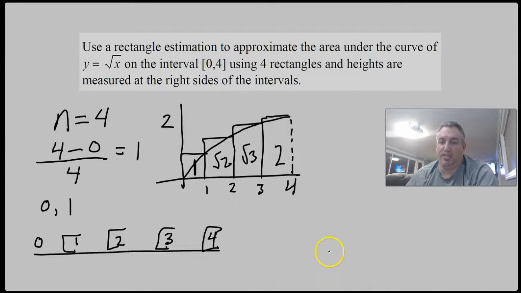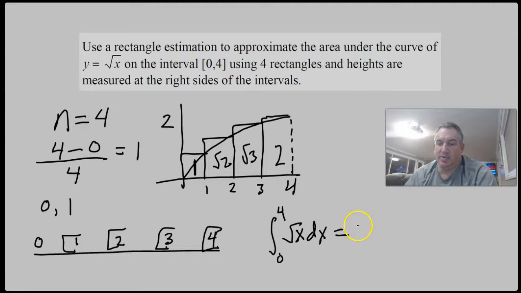Now what are you going to do to actually measure the value of the estimate of the area under the curve? Well, let's write down what we're doing here. We're estimating this integral from 0 to 4 of the square root of x dx. That's basically what we're doing, right? And so we're going to say equals, and since we have a common width of 1, we can say 1, and then multiplied by our 4 heights. 1 plus root 2 plus root 3 plus finally the number 2.